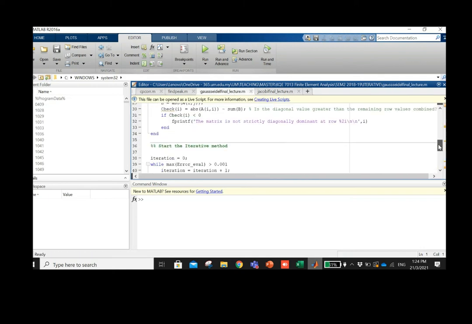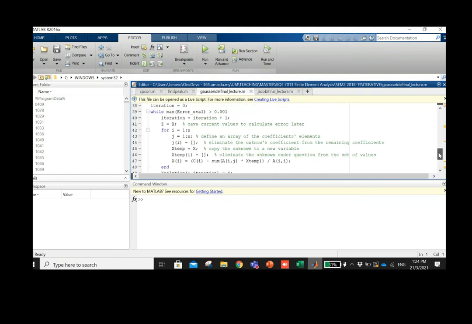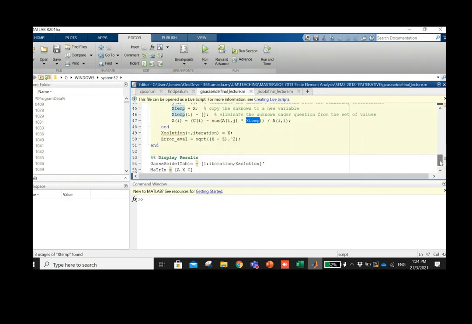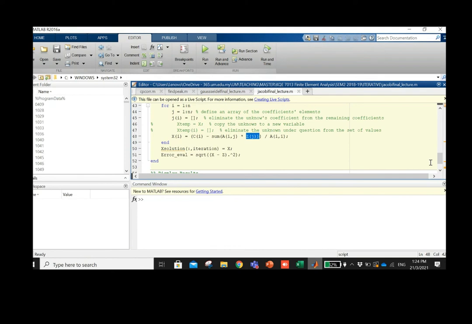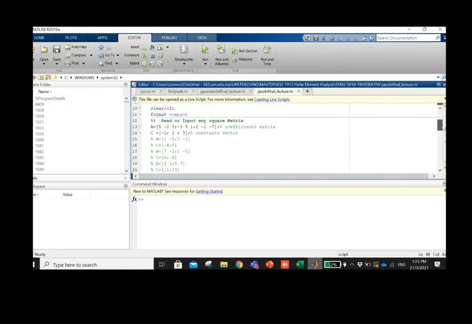Unlike Gauss-Seidel, where everything is the same, the only difference is it uses any x that is available. If you have x1, x2, x3 already computed and you are at the x4 calculation, then it will use these available x values. So that's the only difference. Let me show you with a matrix.